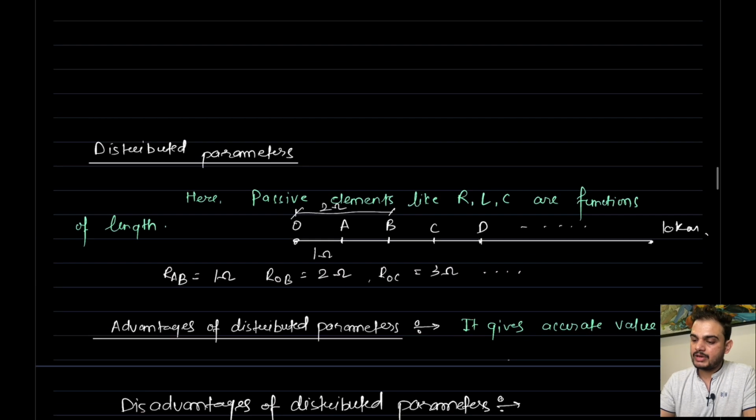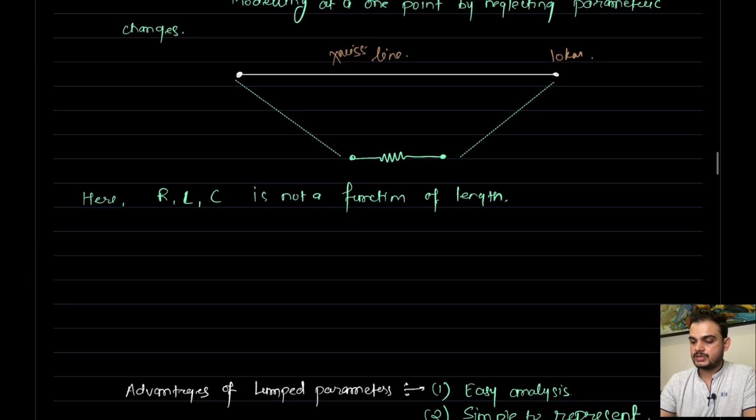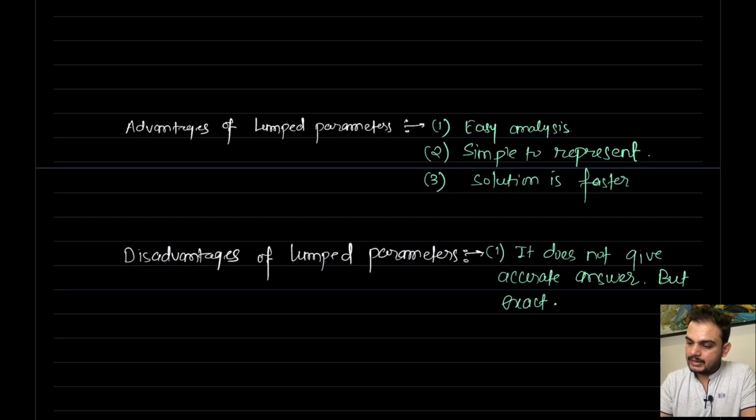But in the case of lumped parameter, we have not taken any parametric changes, or length as a function of resistance, inductance, capacitance. But what are the advantages of my lumped system? Here my analysis becomes easy, because we are lumping the system into a single resistor, single inductor or single capacitor. So analysis becomes easier, things will not get complex, and we will not get any tedious solution. Simple nodal analysis, simple mesh analysis, KCL, KVL, are all we will require for the analysis. Then it is simple to represent.